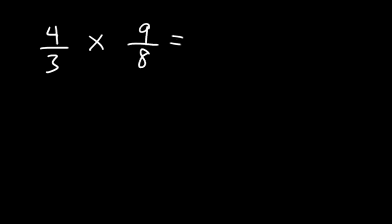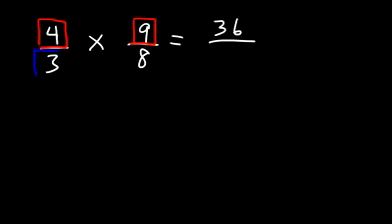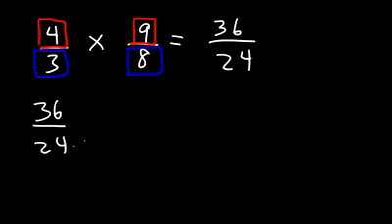Now let's work on another example that's similar to the last one. 4 over 3 times 9 over 8. So pause the video and work on this example. So let's multiply across. What is 4 times 9? 4 times 9 is 36. And what's 3 times 8? 3 times 8 is going to be 24. So how can we reduce 36 over 24?